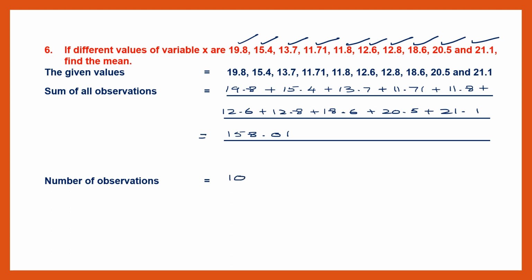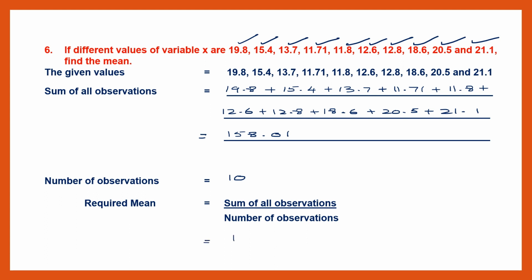So now we can find the required mean. Sum of observations by the number of observations. So the sum of the observations is 158.01 divided by 10. So division of a decimal number by 10 or a higher power of 10 is very easy. All you have to do is move the decimal point to the left. When you divide, you're moving it to the left. Since there is only one zero, the point will move only one place to the left. So from here, the point will come here.